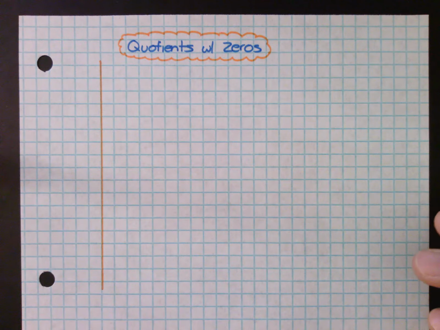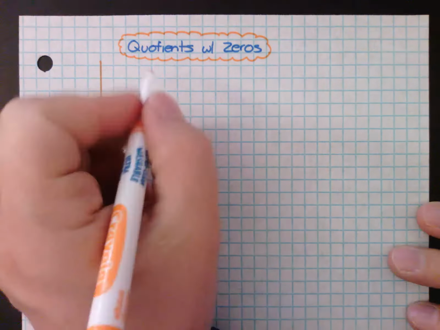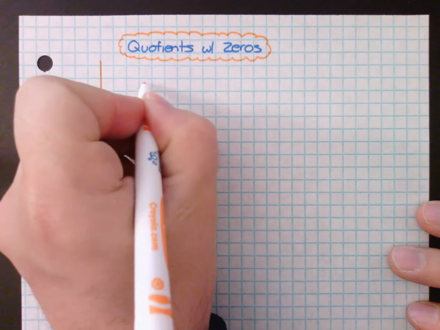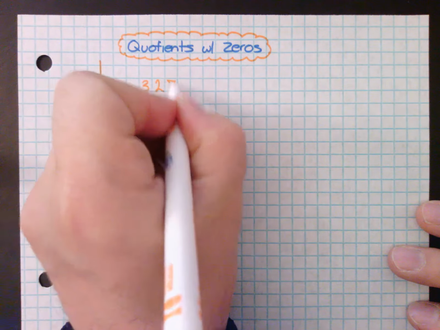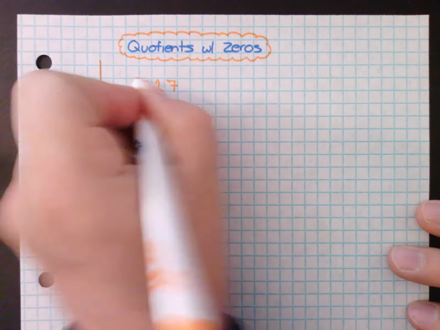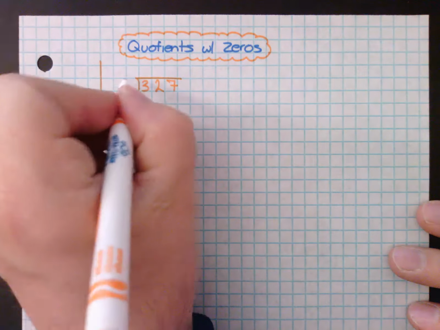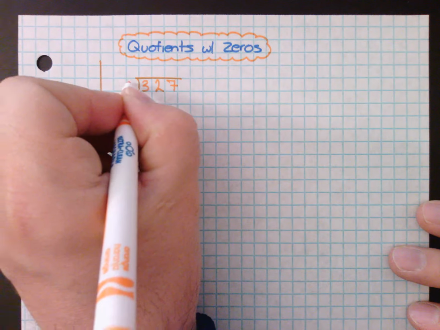Quotients with zeros. When we're talking about certain quotients, division problems, you may have to have a place value that has a 0 in the quotient. So let's look at 327 divided by 3.